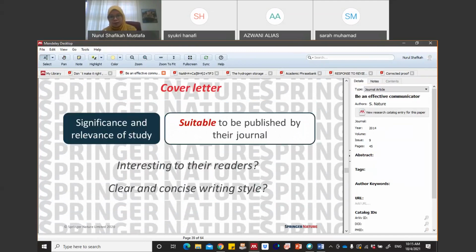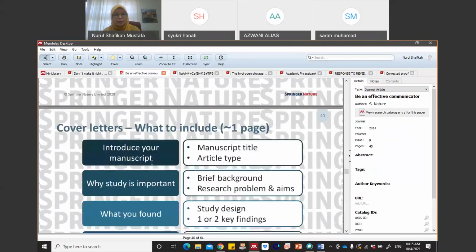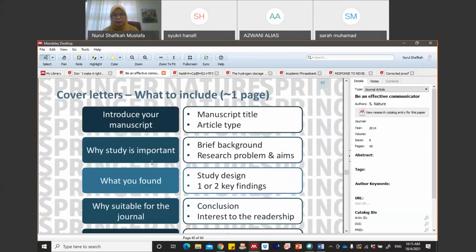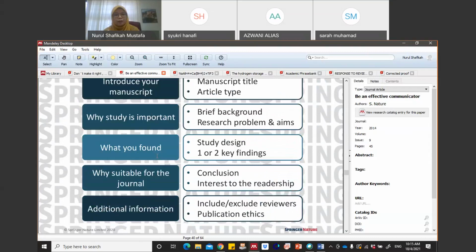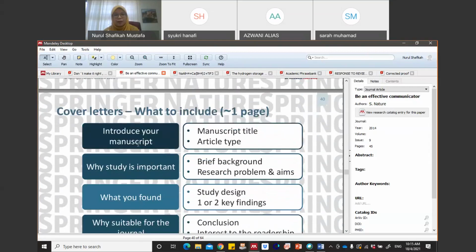In the second session, Professor Muhammad will explain more about this. Okay, what do we need in the cover letter? This one, introduce your manuscript, why the study is important, what you found, why this is important. That is what needs to be in the cover letter.